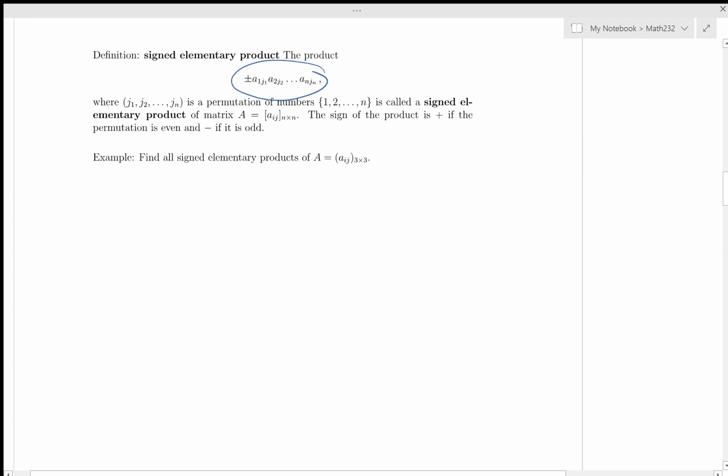Okay, so we have in fact already done this. Let us just write it out. Find all the signed elementary products for the 3 by 3 matrix. So we want to ensure that we understand we have got this one. Okay, so those are the ones associated with the even permutations, and then we had these ones.